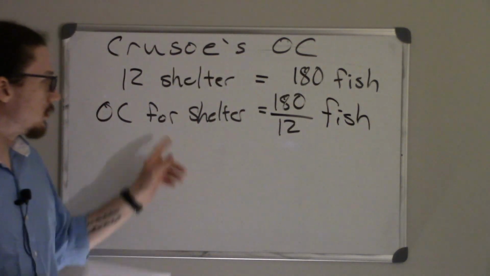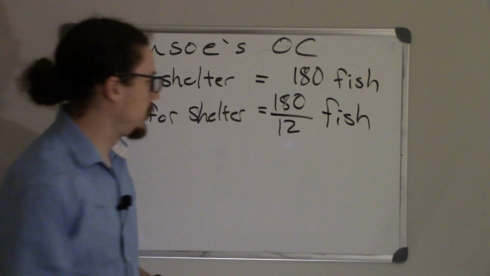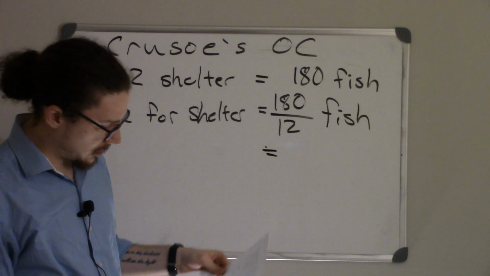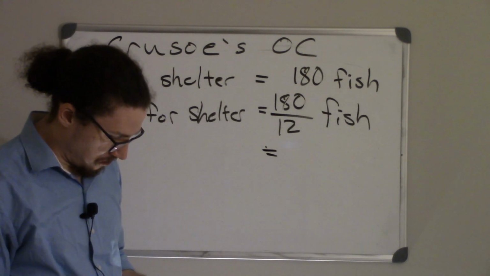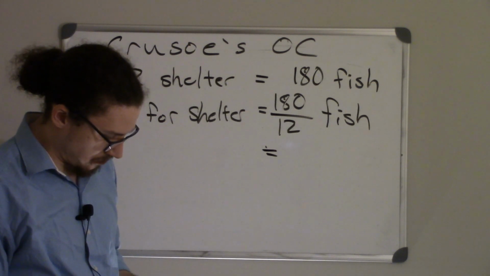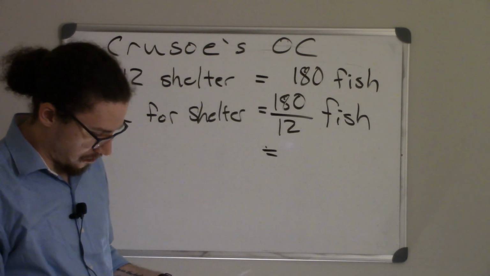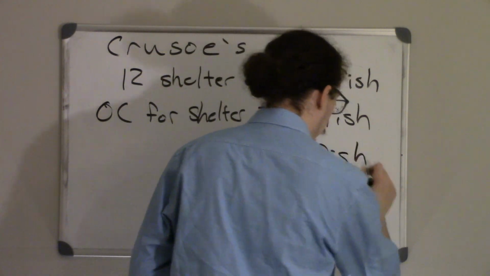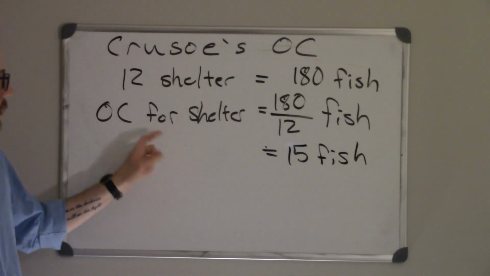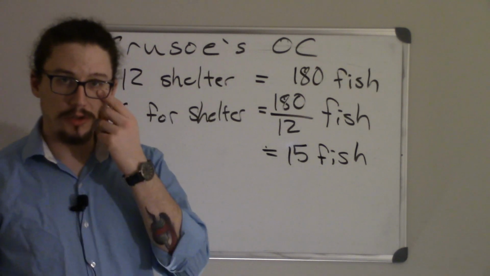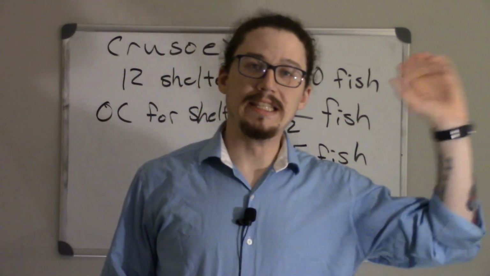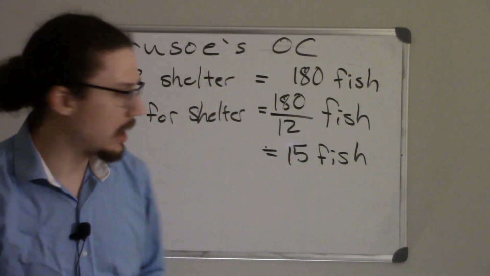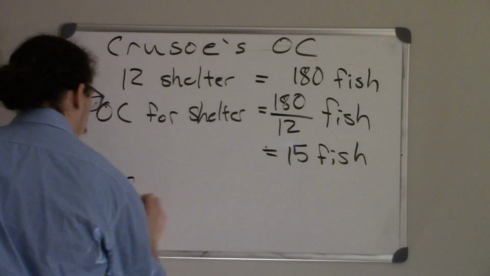So the opportunity cost for shelter is 180 over 12 fish, which is going to simplify to 15. All right, so in order to produce 1 unit of shelter, Robinson Crusoe is giving up the opportunity to catch 15 fish. That's his opportunity cost.